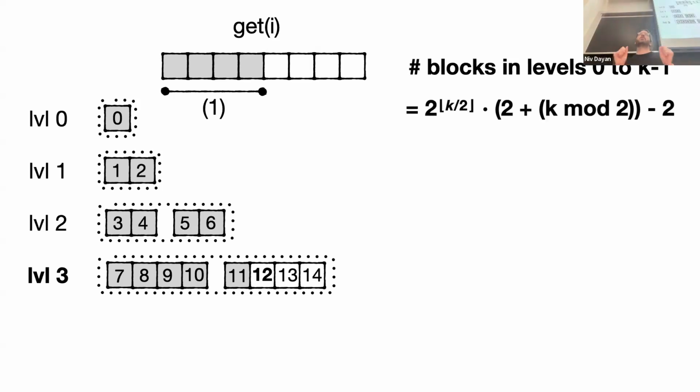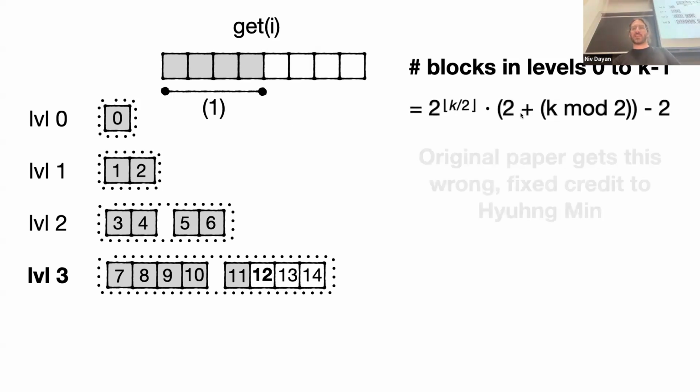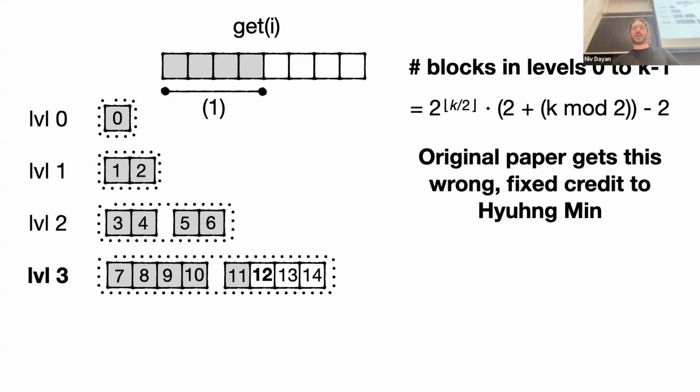Okay, so now I'm going to throw a function at you, and I'm just going to tell you it happens to be this. And I'll also make one note about this function. The original paper actually gets this wrong. They have a mistake. It's inaccurate. So I give credit again to Young Min for actually correcting the equation and coming up with something that actually works.